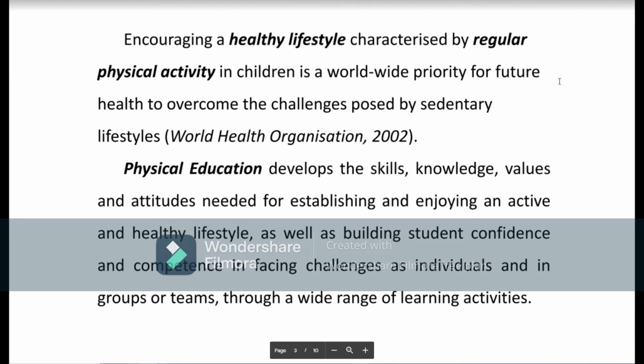Actually, physical education does not stop when we graduate from school. This process lasts for years. Even when you graduate from university, you will still be in the process of physical education.